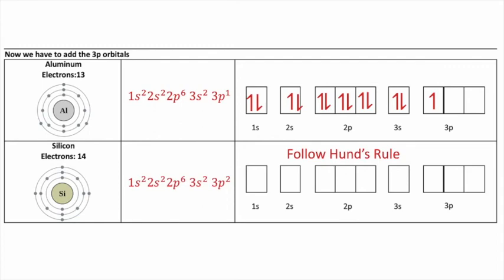Silicon has 14 electrons. Our electron configuration, 1s2, 2s2, 2p6, 3s2, 3p2. When we look at our orbital notation, we see that the 1s, 2s, 2p and 3s orbitals are all filled, and we need to follow Hund's rule. And when we add our last 2 electrons, they must go into separate 3p orbitals.